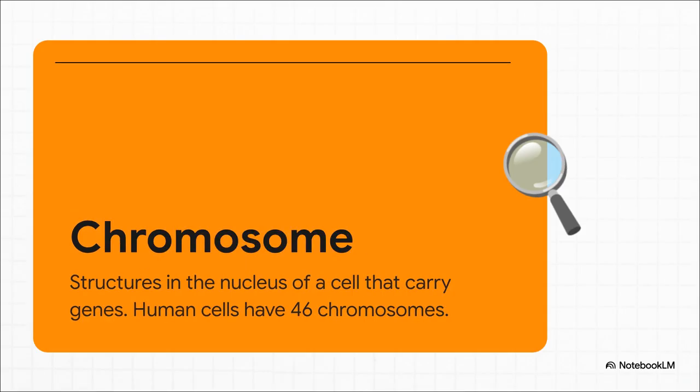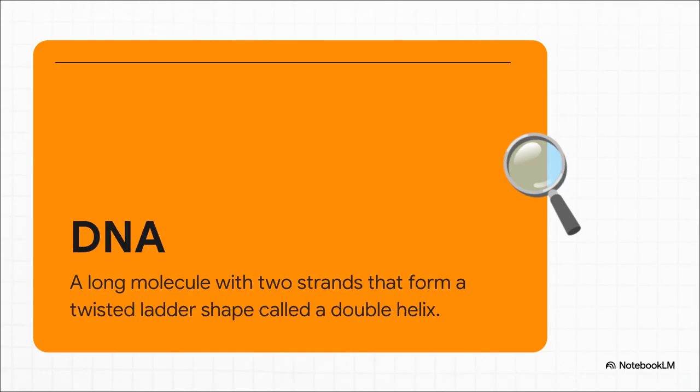What do we see? We find these structures called chromosomes. Now, a good way to think of them is like tightly packed volumes of an encyclopedia. Each volume has its own specific set of instructions. In us humans, we've got 46 of these volumes. So the big question is, what are they actually written on? And here it is. This is the big one.